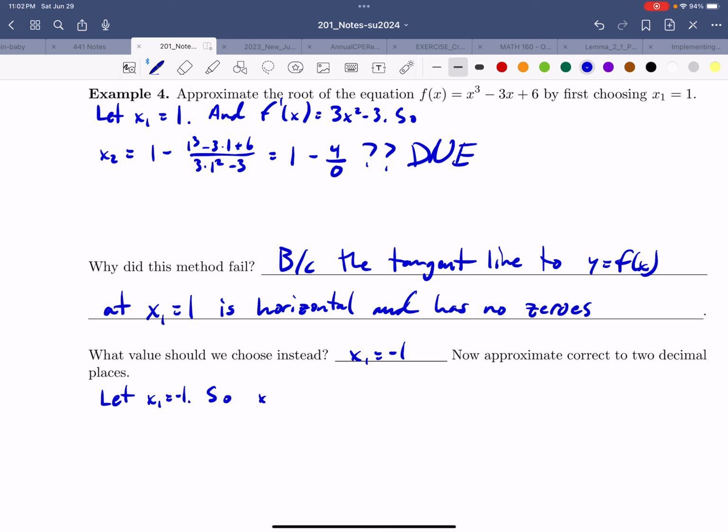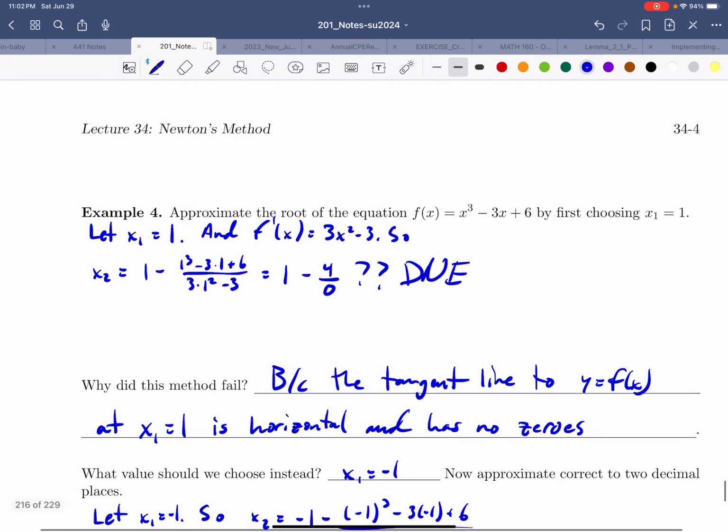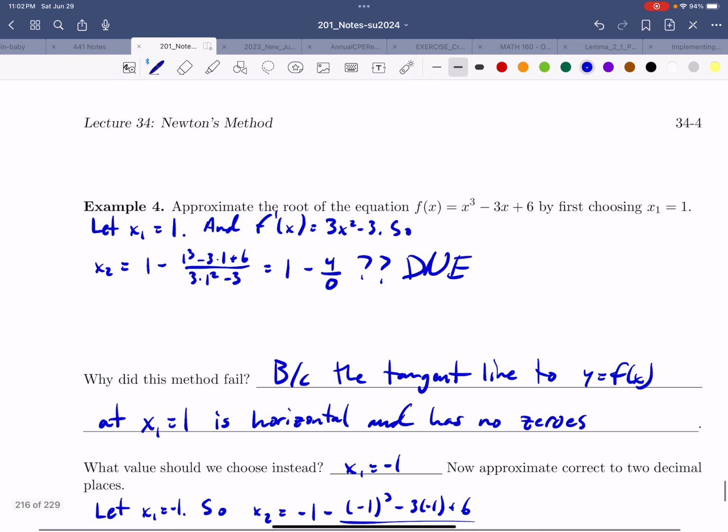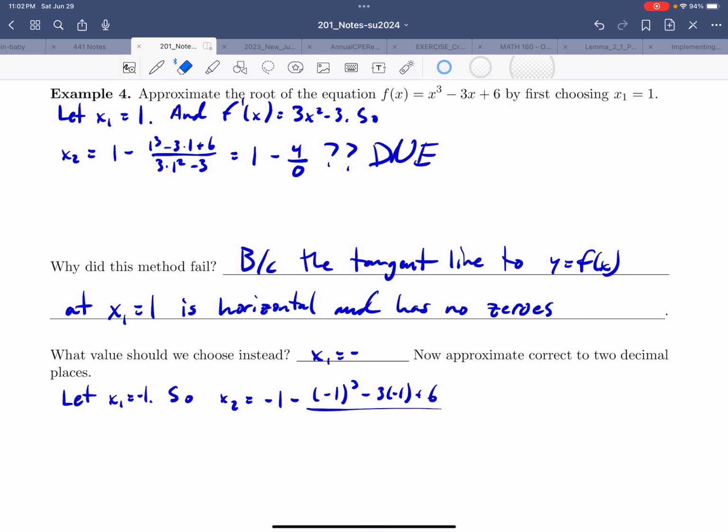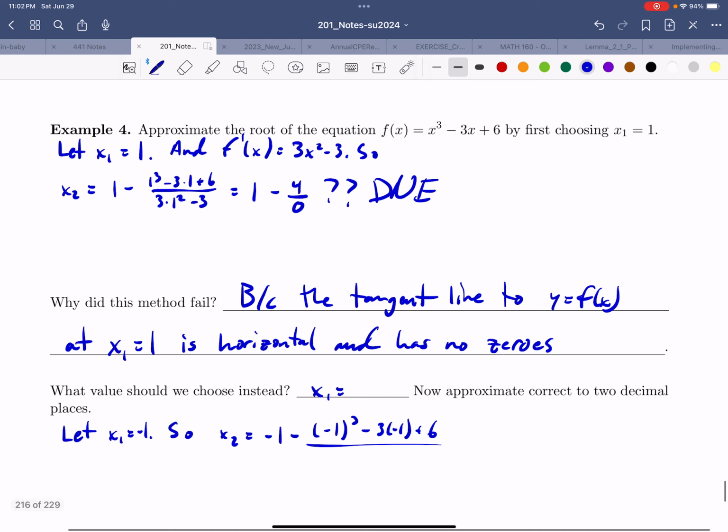So x2 is going to equal -1 minus (-1 cubed minus 3 times -1 plus 6) all over f prime of -1. Actually, wait, that's not going to give us any better an answer, is it? Because it's still going to give us 0. Is -2 going to be a better guess? Yeah, let's try x1 equal -2.